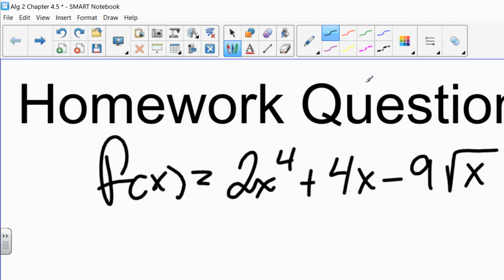All right, guys. There was a question on number 10 for 4.1. This is the given equation. And the person said that f is a polynomial function, the degree is 4, and f is a quartic function. The leading coefficient is 2. Why would this be wrong?